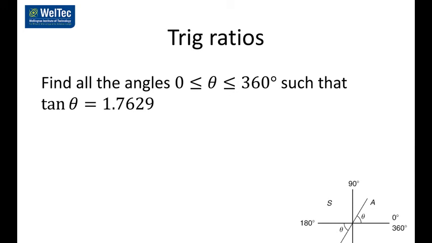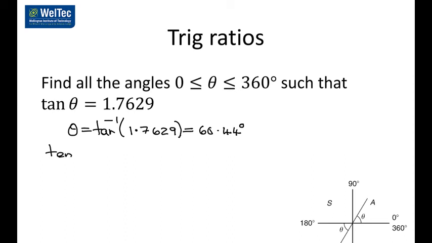So we need to find the inverse tan of 1.7629. So tan inverse of that, and if we look that up with our calculator in degrees, we find that that's 60.44 degrees. Now, it's positive. Where is tan positive? Tan is positive in quadrants 1 and 3. All Science Teachers Count, so it must be in quadrant 3. So our first angle, that's fine, it's in quadrant 1.